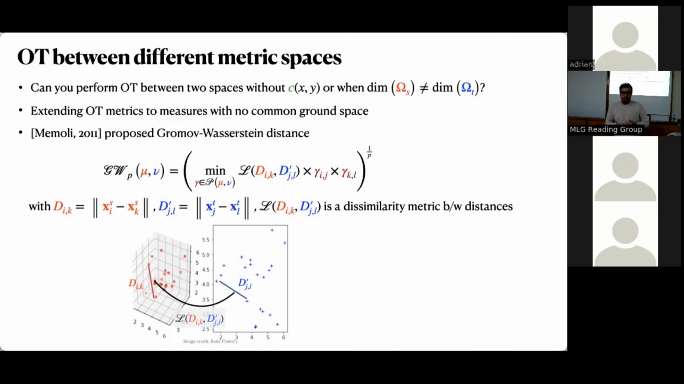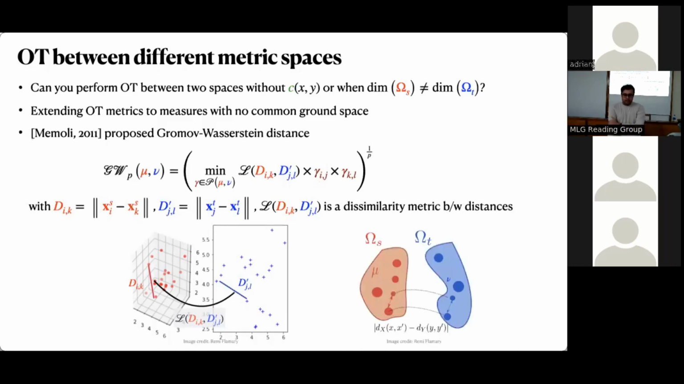I can still try to find a coupling that now maps these two different spaces together by trying to keep these two distances as similar as possible to each other. Right, and that's what this Gromov-Wasserstein distance ends up looking like. So you have this loss function between the two distances times the coupling of the first point to the first point and the second point to the second point. And that's just another way of showing the same idea.